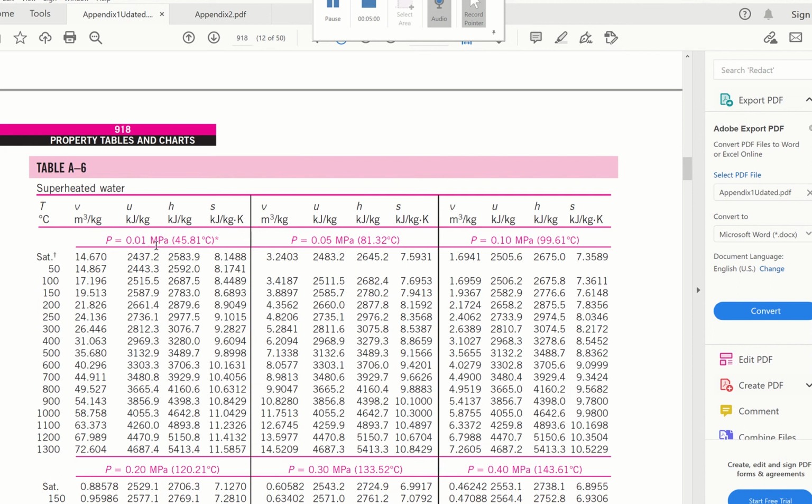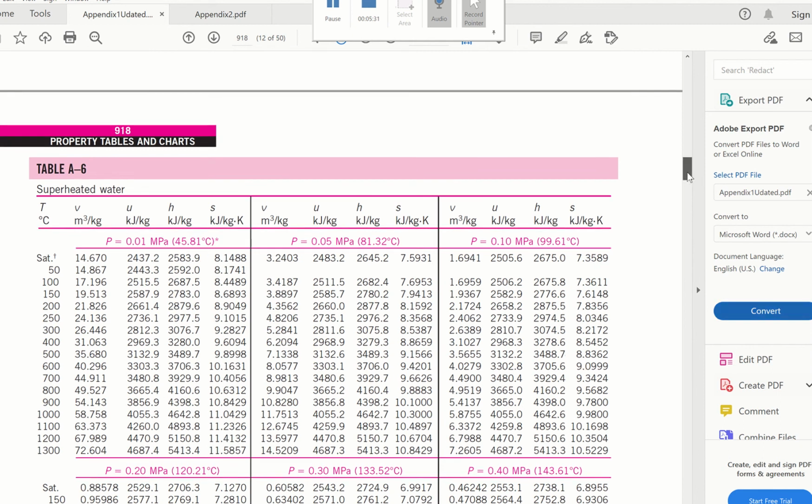Mega is 1000 kilopascal, or mega is 10 to the power of 6 pascal. And the parenthesis here is very helpful. That is the saturated temperature, which means boiling temperature at that particular pressure. So at 0.01 megapascal, which is how many kilopascal? 10. That's right, 10 kilopascal. At 10 kilopascal, that's the saturated temperature.